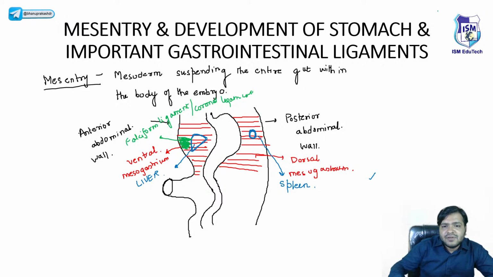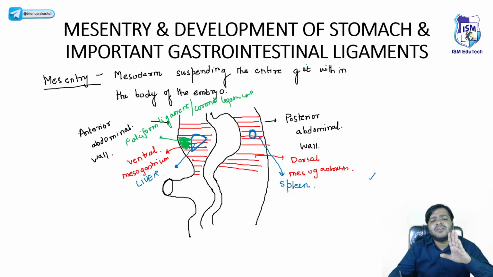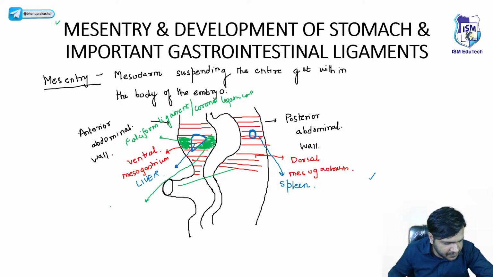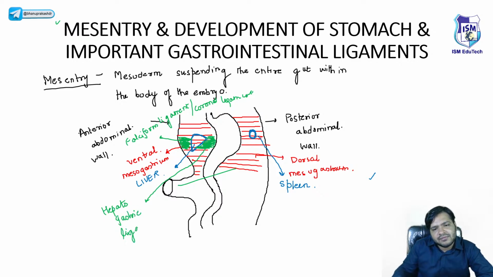Now tell me the name of the ligament which is a part of the ventral mesogastrium only, the part of the ventral mesogastrium which helps in connection of the stomach to the liver. What will be the name of the ligament, guys? Can you tell me the name of the ligament? Hepatogastric ligament. Right, hepatogastric ligament.